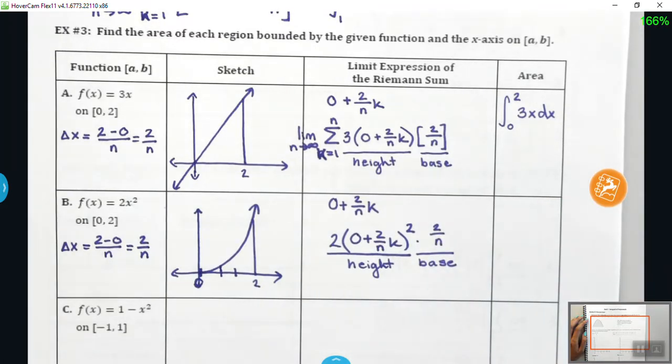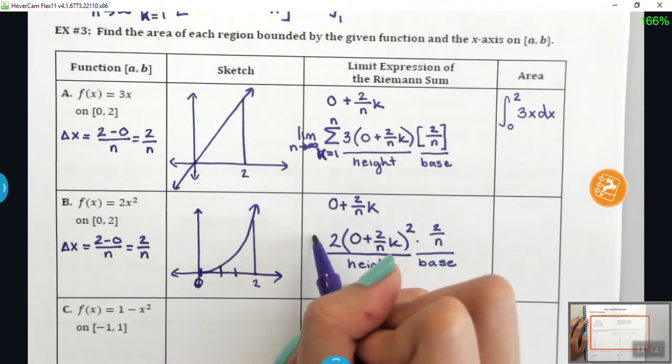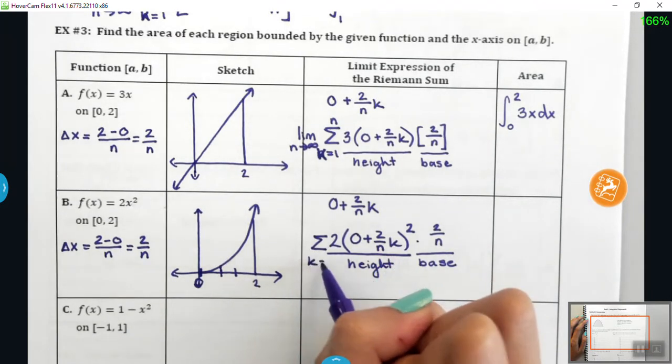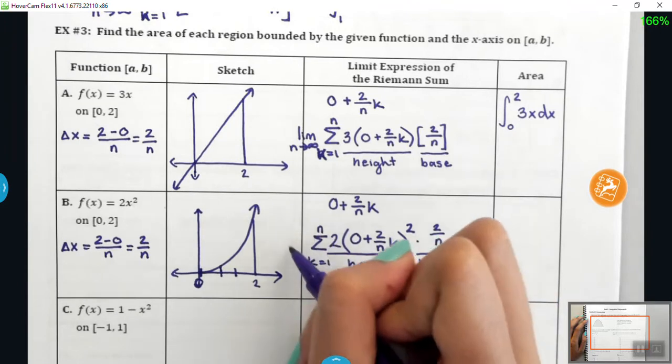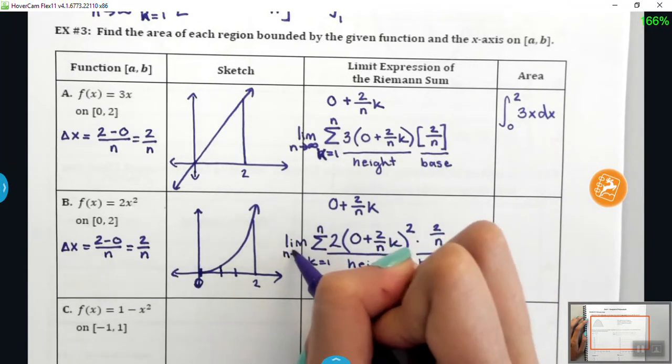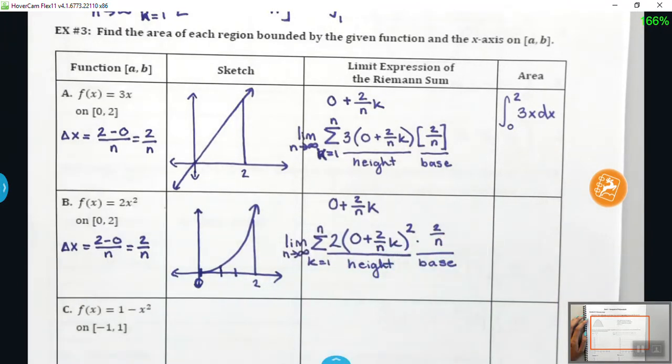And then now, Alan, we can add them all up together. So we go add summation, k equals 1 summation to n, and we want the number of rectangles to go to infinity. And there's our summation notation of a Riemann sum.